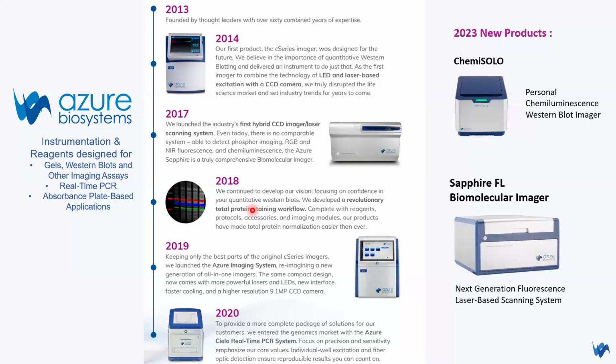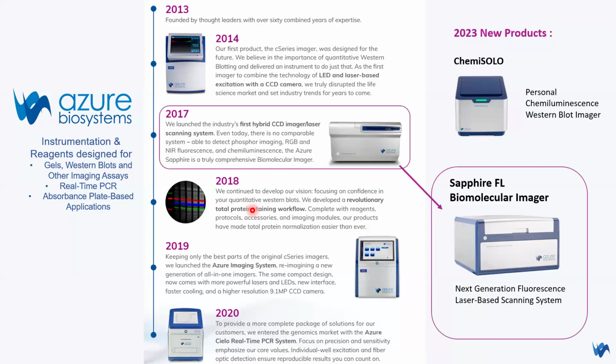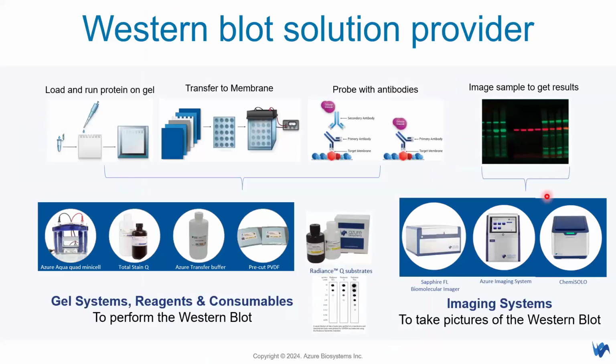Okay, right. So this is our company portfolio, and the equipment that we're going to use to help generate a faster and better result in in-cell Western will be the Sapphire FL biomolecular imager, which is our next gen fluorescence laser-based scanning system. Azurebiosystems is also a Western blot solution provider. So it covers the basic consumables for your entire Western blot protocol and up to the imaging equipment for different resolutions that you want to output.